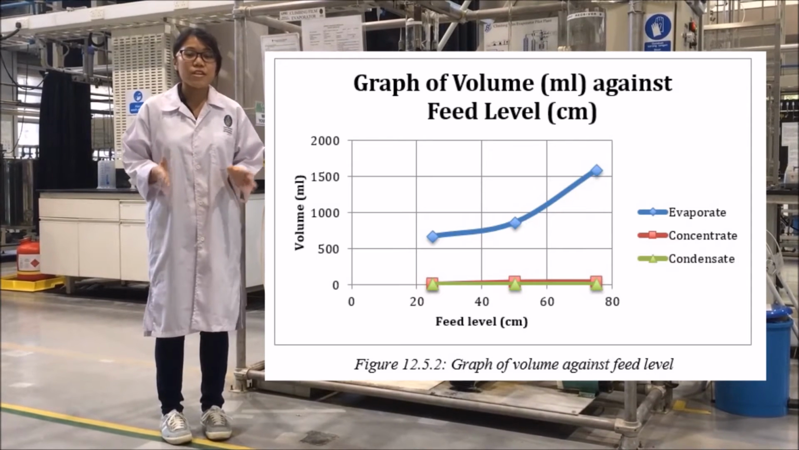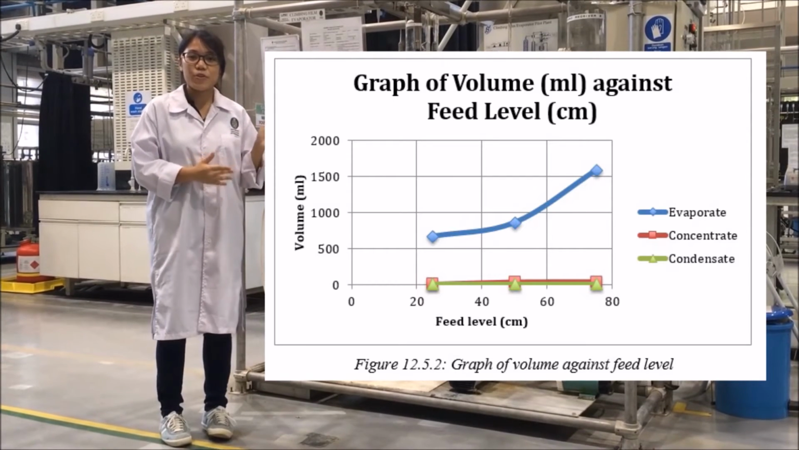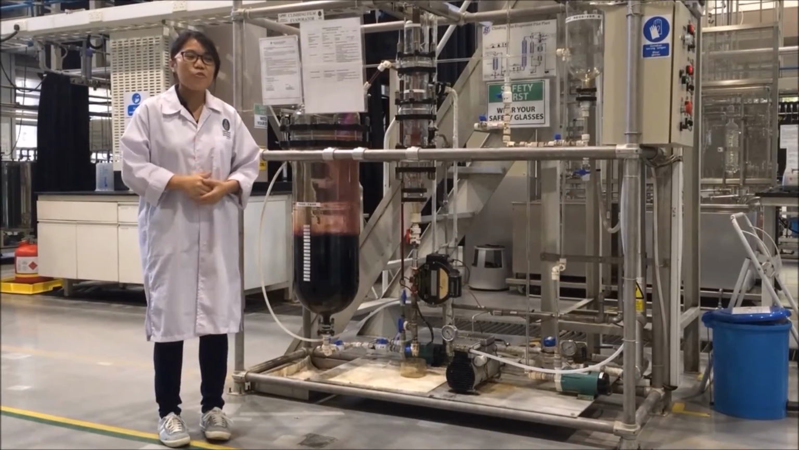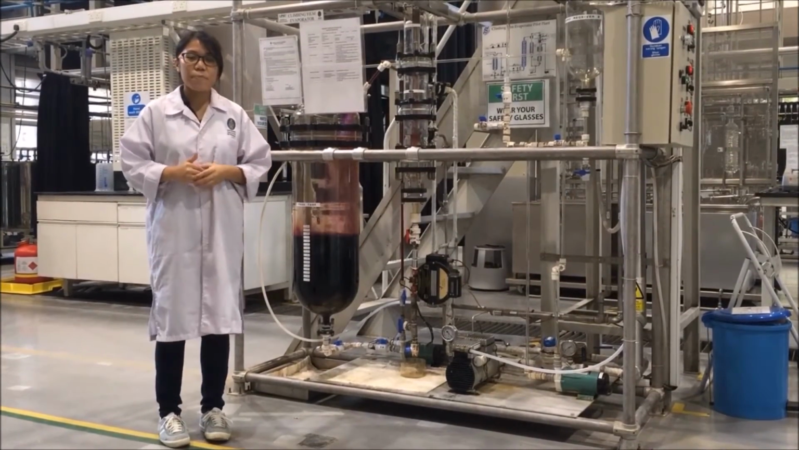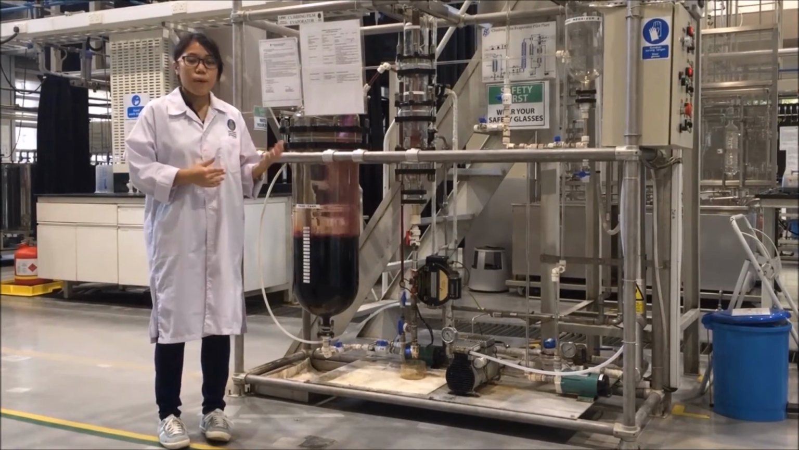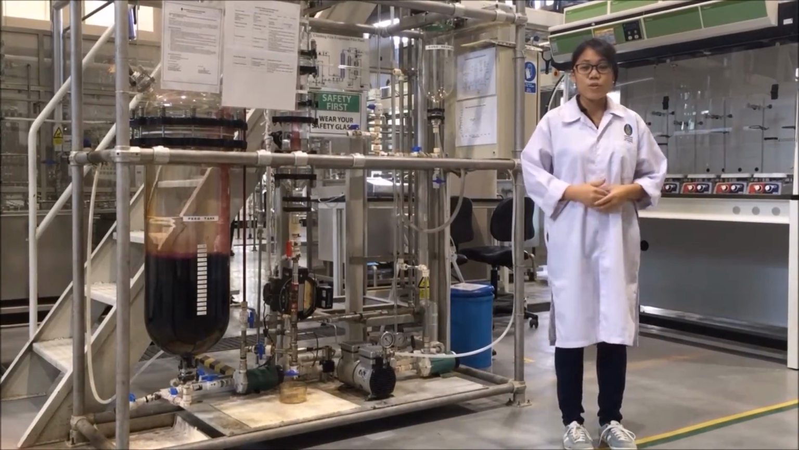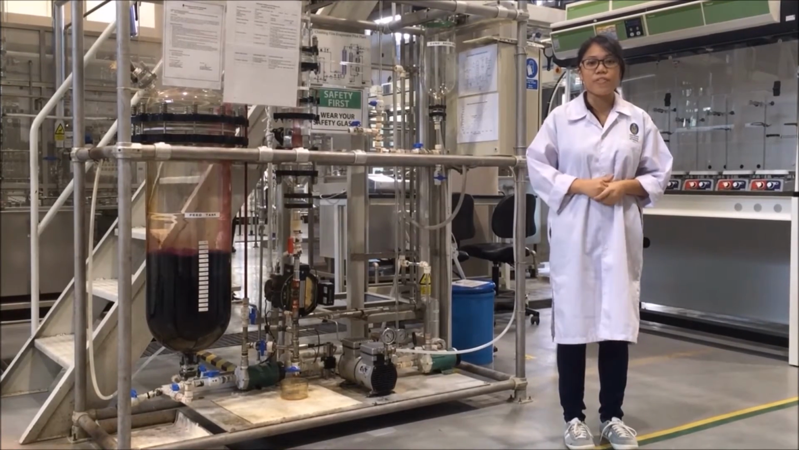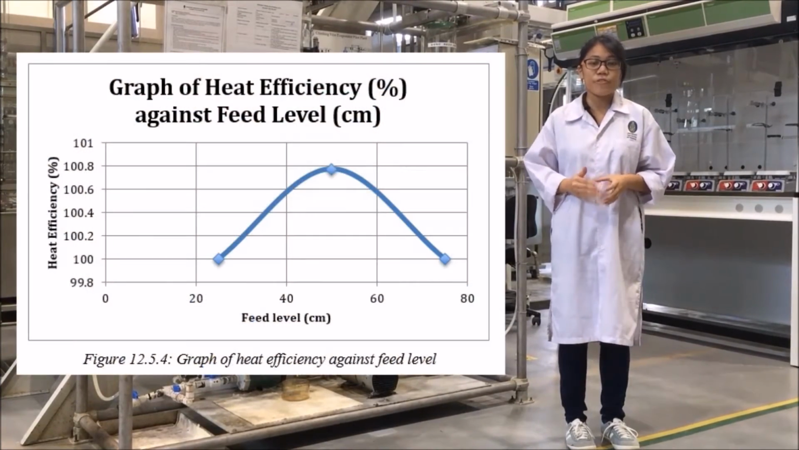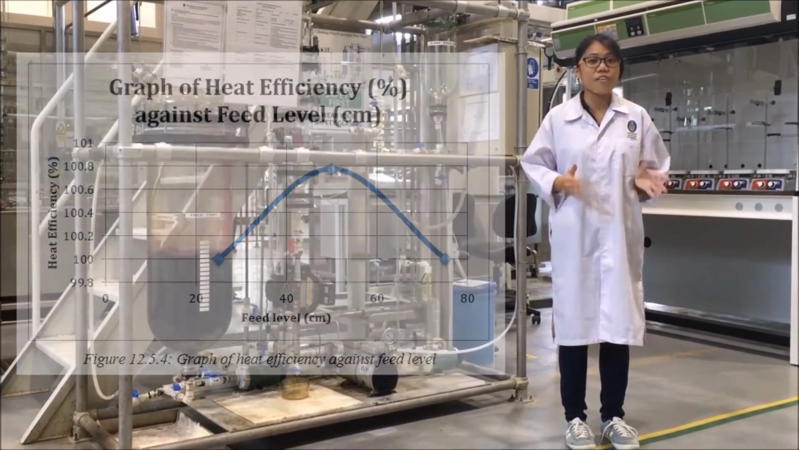However, due to some error in the experiment, the concentrate volume increases as shown in the graph. On the other hand, the amount of condensate shows the correct trend according to the graph, because when we increase the feed level, the amount of condensate will decrease. We also calculated the heat efficiency of experiment 1. Throughout all the variations of pressure in this experiment, we found that the HEPP remained the same at 100% because the concentration of condensate and concentrate are the same.